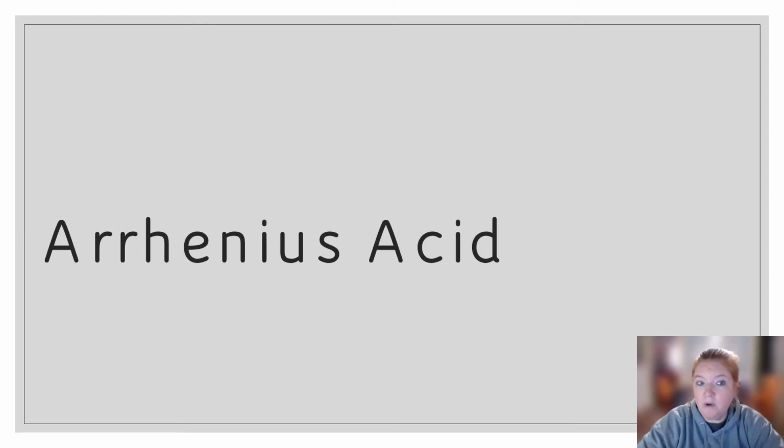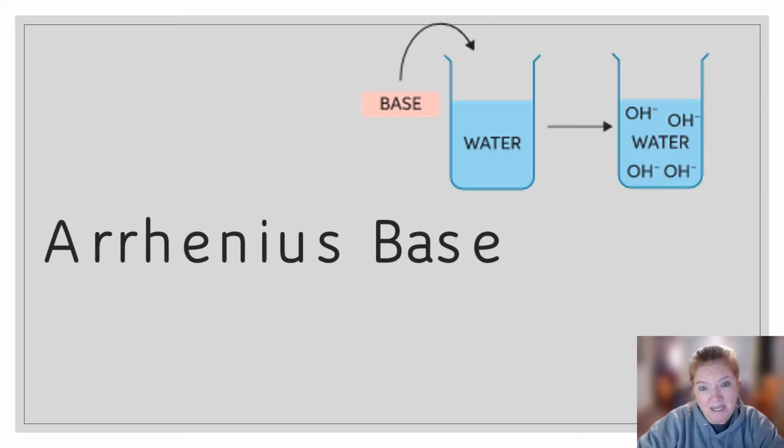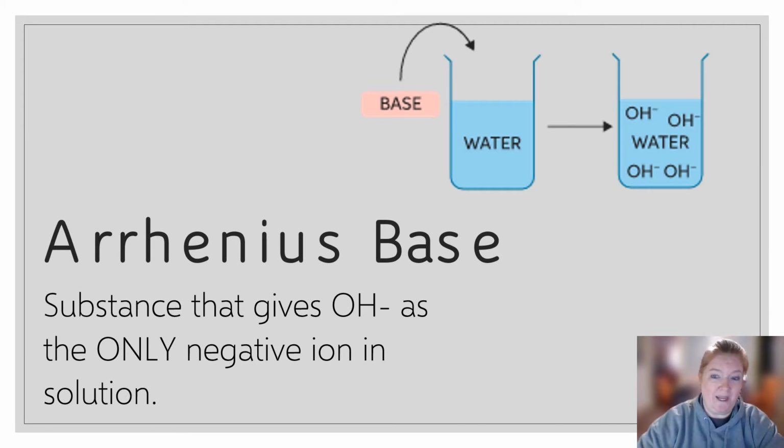We talked about Arrhenius acids. Remember, the Arrhenius acid definition is that it produces H plus or H3O plus as the only positive ion in solution, whereas an Arrhenius base produces OH negatives as the only negative ion in solution.